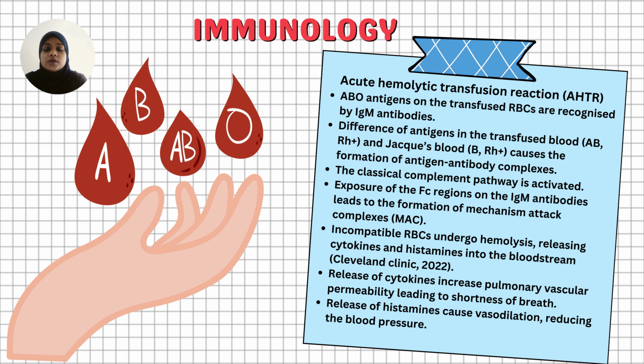Everyone naturally produces IgM antibodies that are specific and can recognize antigens that are not compatible and label them as foreign. Since the blood transfused into Jake's body was incompatible with his own blood, this triggered an immune response. So, in this case, the IgM antibodies bind to the A antigens on the surface of transfused red blood cells. The formation of antigen-antibody complexes causes the Fc regions on the IgM antibodies to be exposed.